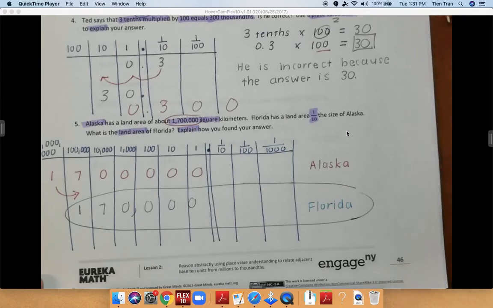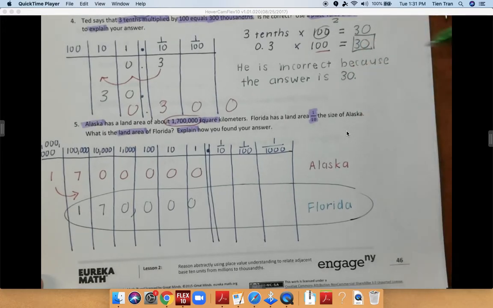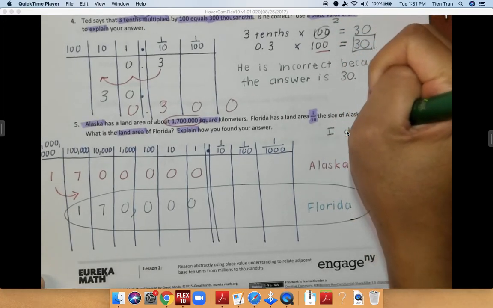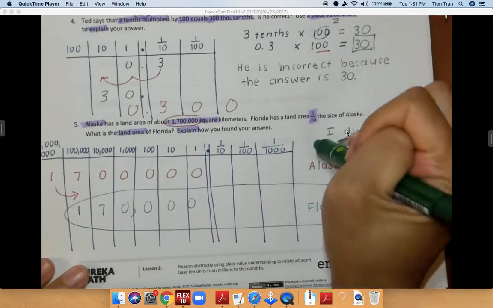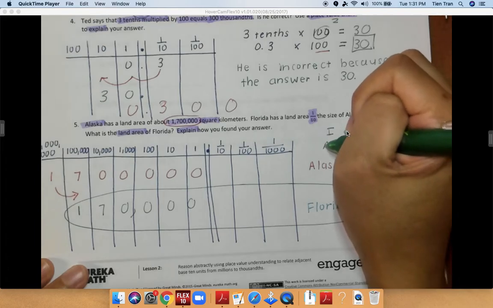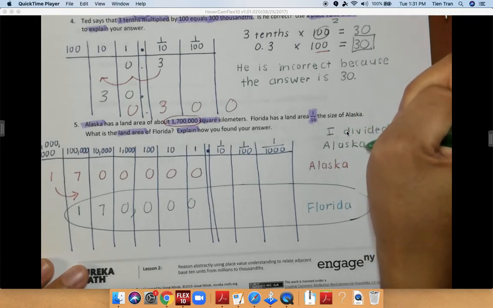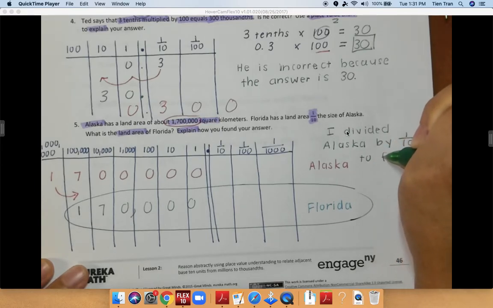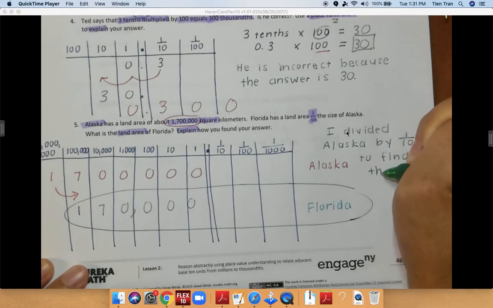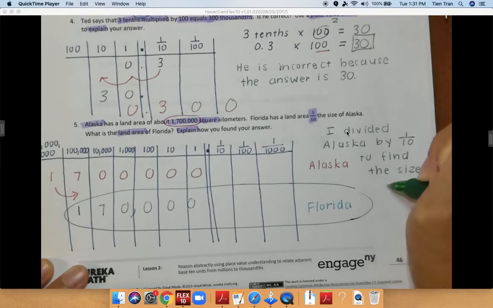So I'm going to write the explanation. I divided Alaska by 1/10 to find the size of Florida.